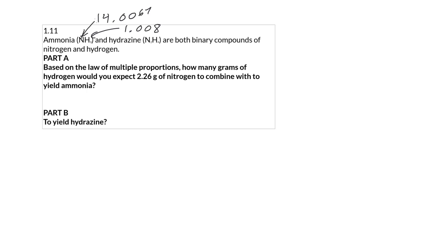This yields the law of multiple proportions. They say multiple proportions, but this is actually a better example of the law of definite proportions. This says every molecule of a substance is going to have the same ratio of each element by mass, meaning that every molecule of ammonia will always have the same ratio of nitrogen to hydrogen. So we just need to find out what that ratio is.